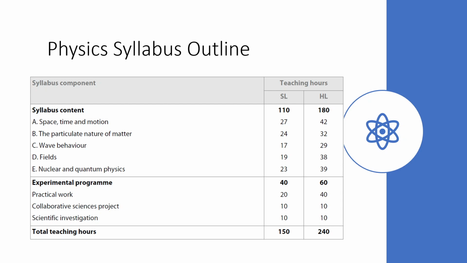So as you can see, for physics, you will have 5 concepts, which would be space-time and motion, particulate nature of matter, wave behavior, fields, nuclear and quantum physics. Of course, you also have the experimental program, which was explained to you a while back.